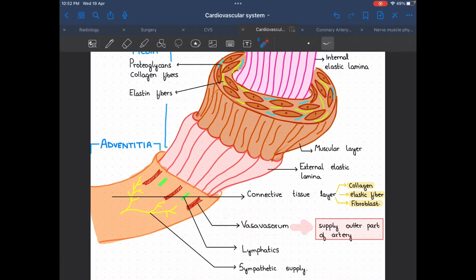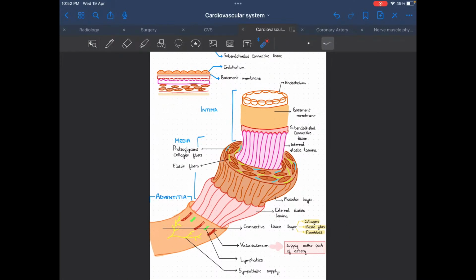So just remember, the outer one third of your artery is mainly supplied by the vasa vasorum, and the inner two thirds, what is it supplied by? It's mainly supplied by the blood itself which is in that artery. So the vasa vasorum supplies the outer part of the artery. Then we have the lymphatics in the adventitia, and the sympathetic supply in the adventitia. Just don't forget that parasympathetic supply to the artery is not there. Parasympathetic doesn't modulate vasculature much. So this is a typical example of artery histology.